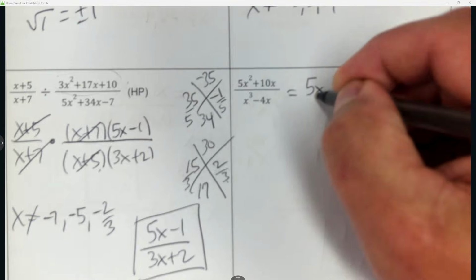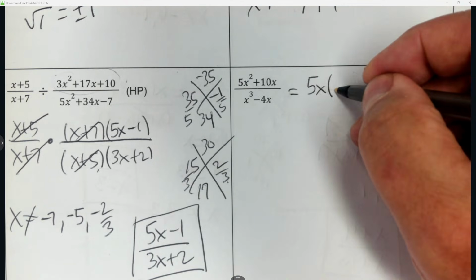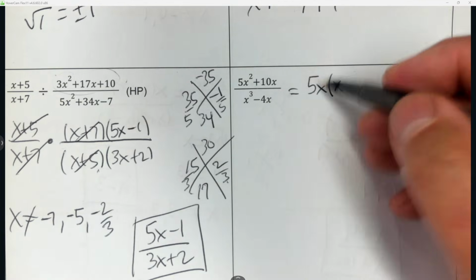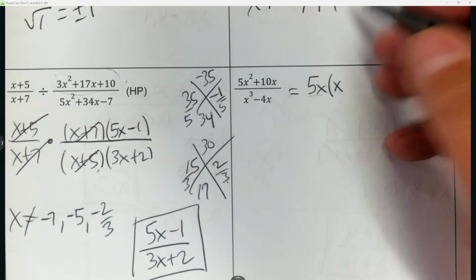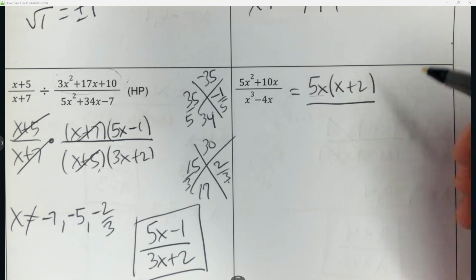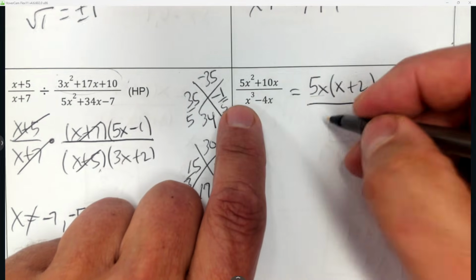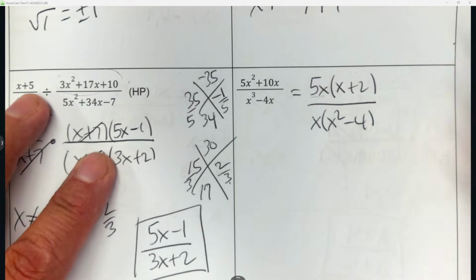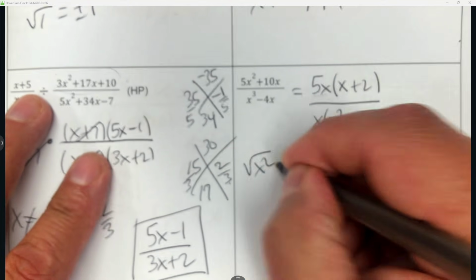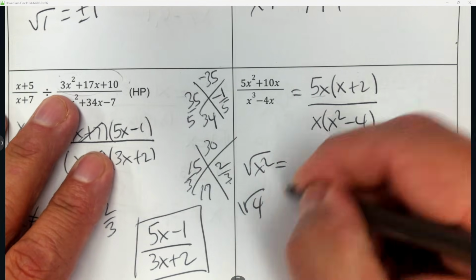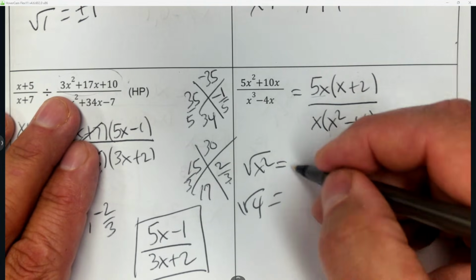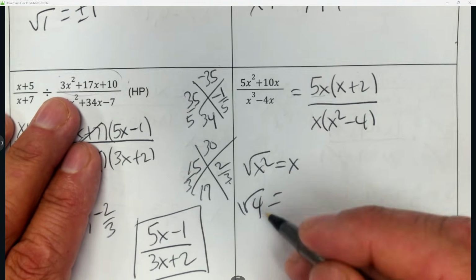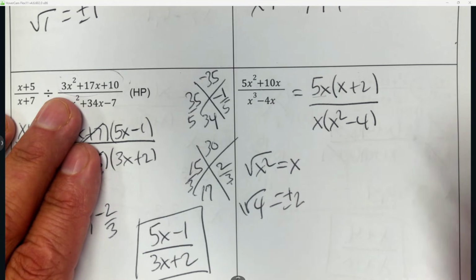Factor out 5x. And 5x times what is 5x squared? 5x times what is 10x? And the denominator, factor out an x, and you're left with x squared subtract 4. Now, that x squared subtract 4 is a difference of squares. So the square root of x squared and the square root of 4, which is plus and minus 2.